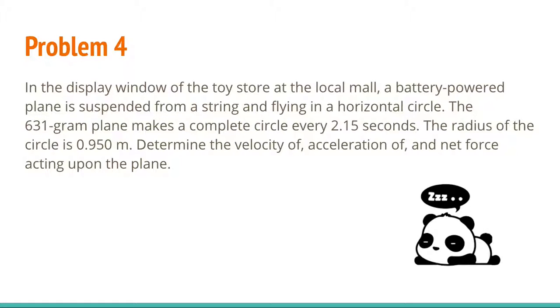And problem 4. In the display window of a toy store in the local mall, a battery-powered plane is suspended from a string, flying in a horizontal circle. The 631-gram plane makes a complete circle every 2.15 seconds. The radius of the circle is 0.950 meters. Determine the velocity of, acceleration of, and net force acting upon the plane.